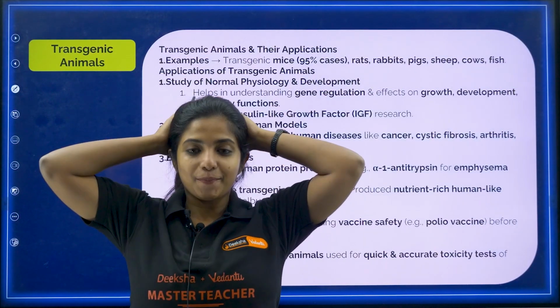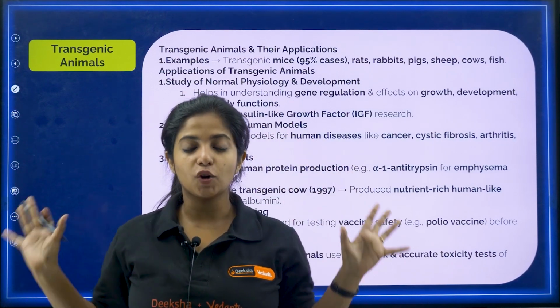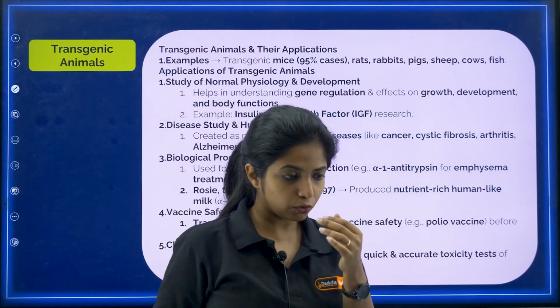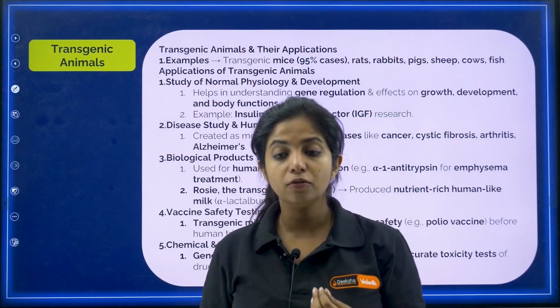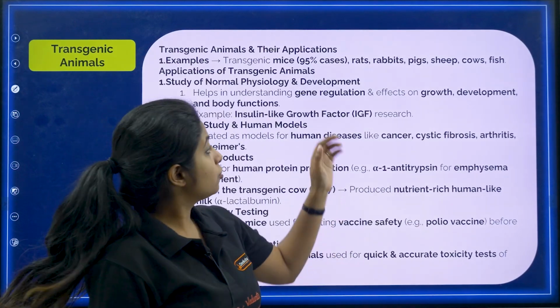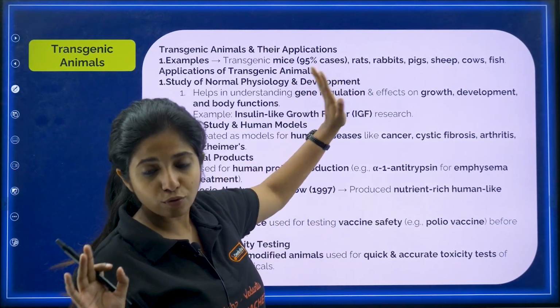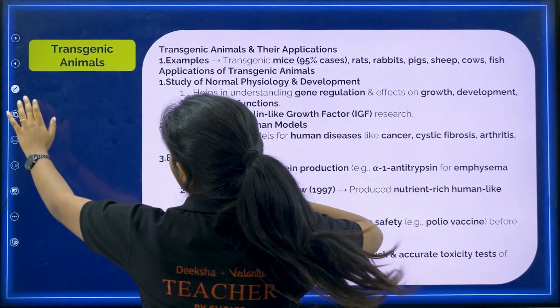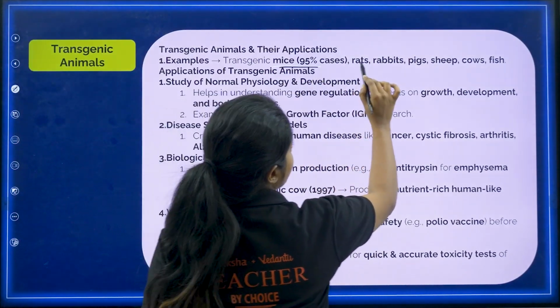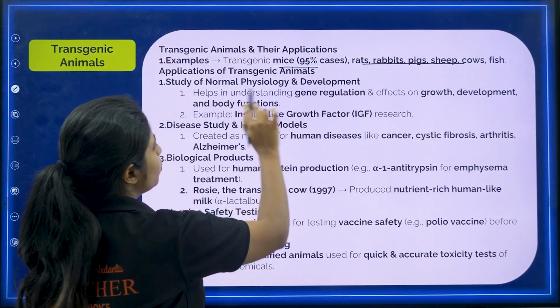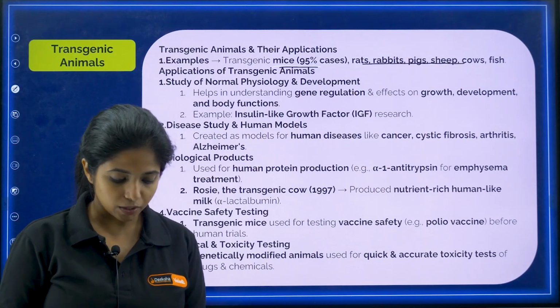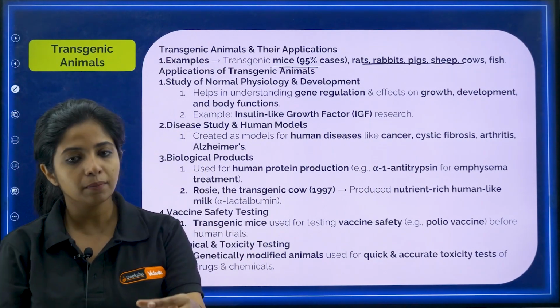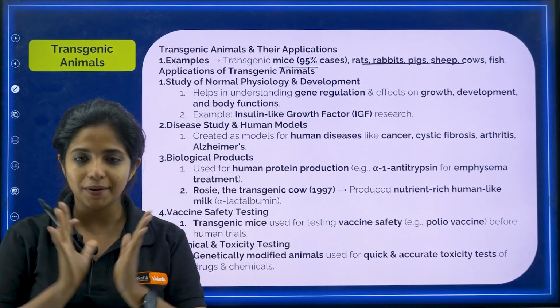And now, transgenic animals, the second last topic of this chapter. When animals are modified, you call them transgenic animals. Transgenic mice are used mostly, in 95% of cases it is mice only. Please remember, this is also a very important question. Rats, rabbits, pigs, sheep, cows, and many other animals are also transgenic animals. Transgenic means I am putting my gene into them and making them work like that. This is known as transgenic animals.